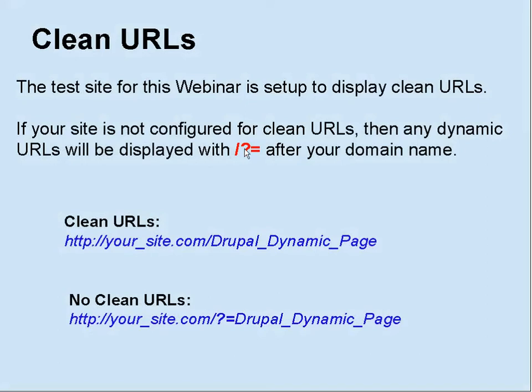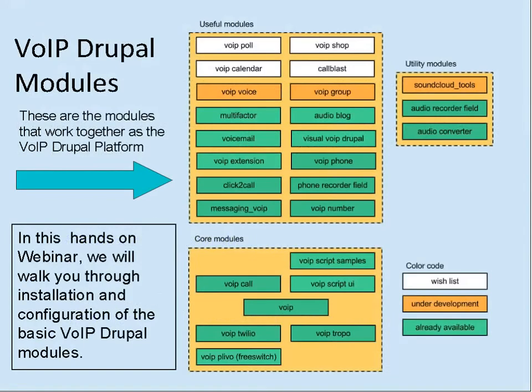Required modules for today. We'll be using VoIP Drupal core module, and that's available at drupal.org, project VoIP Drupal. And that module contains sub-modules like VoIP Tropo, VoIP call, and VoIP script samples. These are the ones you'll be able to edit.